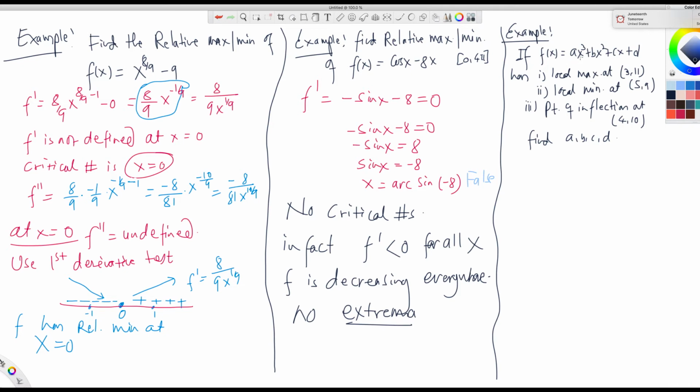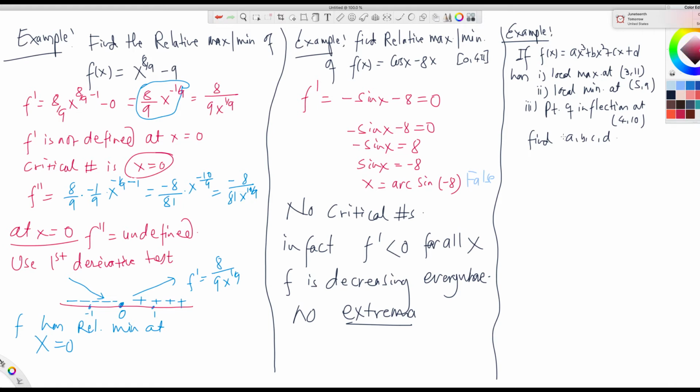So let us do last example for this section. If f of x is ax cubed plus bx squared plus cx plus d, okay, and then what is given, the first is f of x has a local maxima at 3, local minima at 5, okay, and then also what is given is point of inflection is at 4, 0. So what we want to do is we want to find out A, B, C, and D. Let us do it.